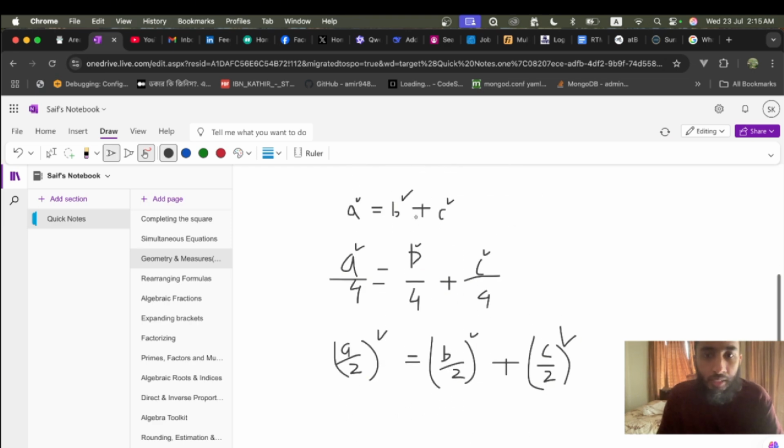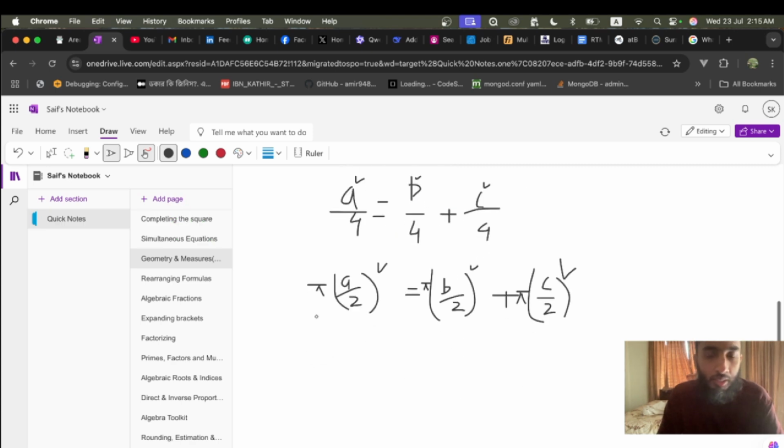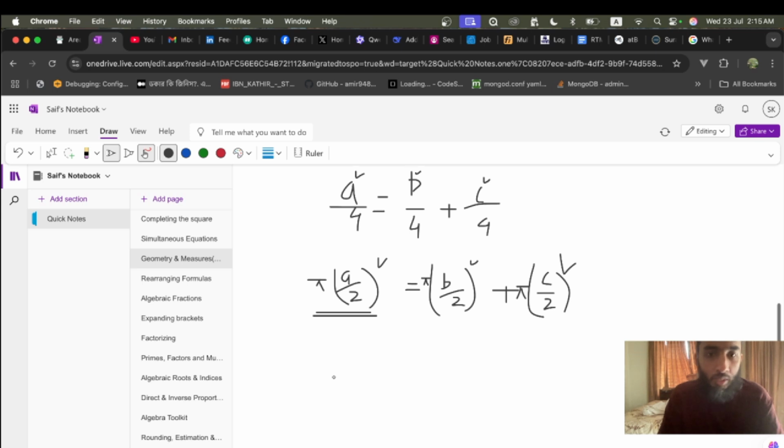So now what we can do here is multiply both sides by pi. If I multiply both sides by pi, I get pi into A by 2 whole square equals pi into B by 2 whole square plus pi into C by 2 whole square. Now this is the formula of what? The area of the circle, pi r square. So pi into this radius square is the area of A, pi into B by 2 whole square is the area of B, and pi into C by 2 whole square is the area of C.